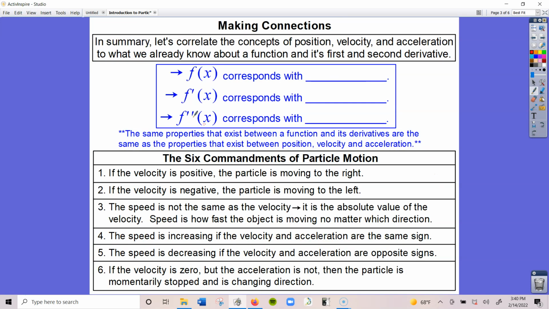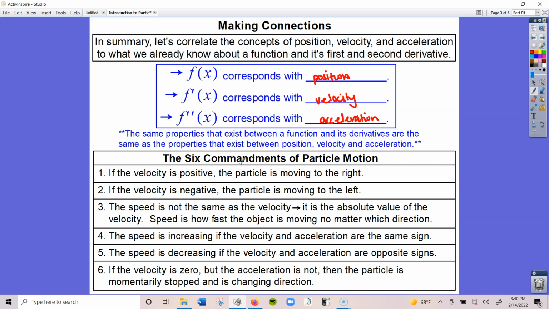So basically, let's break this down. Our initial function corresponds with the position of the particle. Our first derivative corresponds with the velocity of the particle, and the second derivative corresponds to the acceleration of the particle. So all of the relationships that we learned in the past with f, f prime, and f double prime apply here as well. It's just now, instead of using f prime and f double prime, we are using velocity and acceleration. So these are what I call the 6 commandments of particle motion, so something to keep in mind.